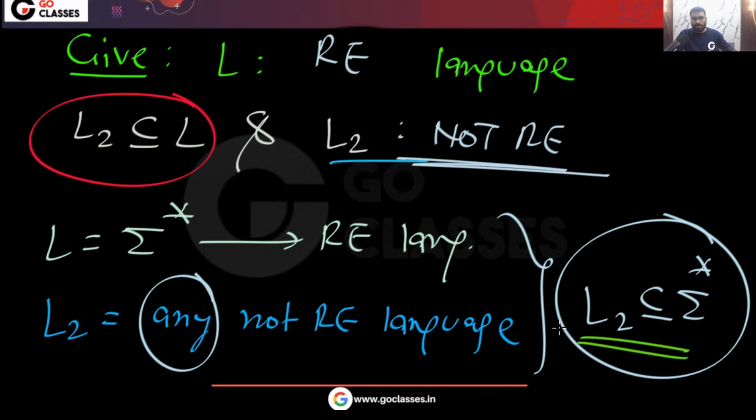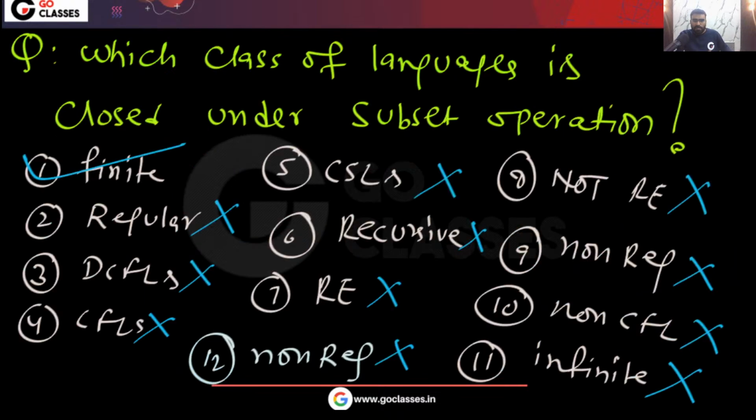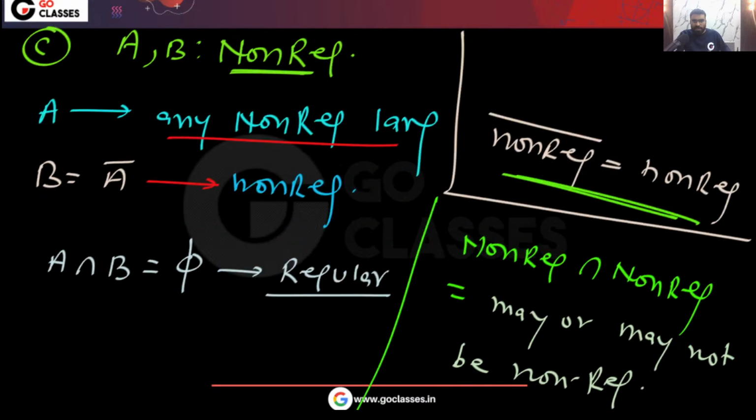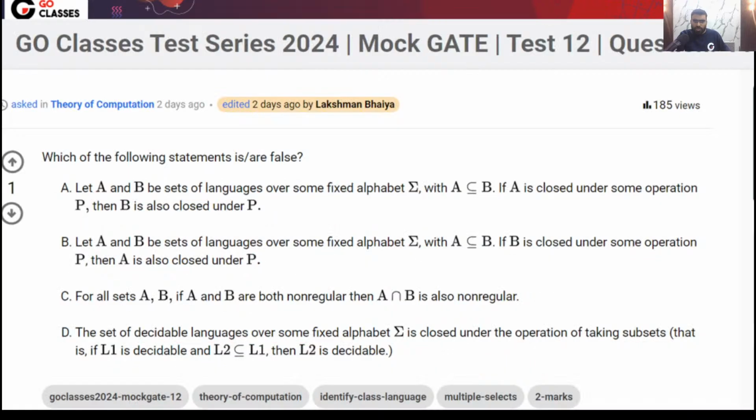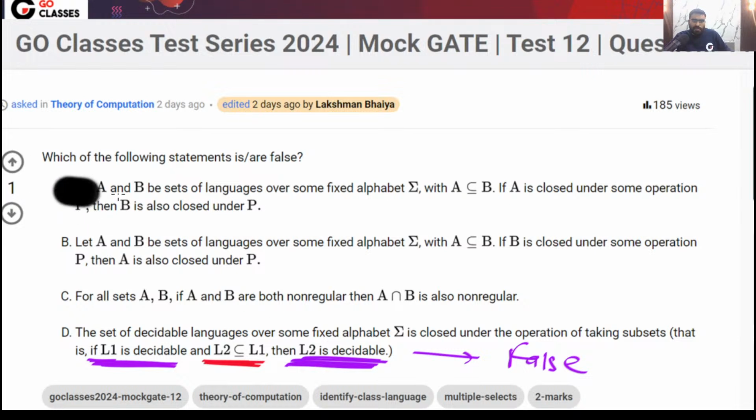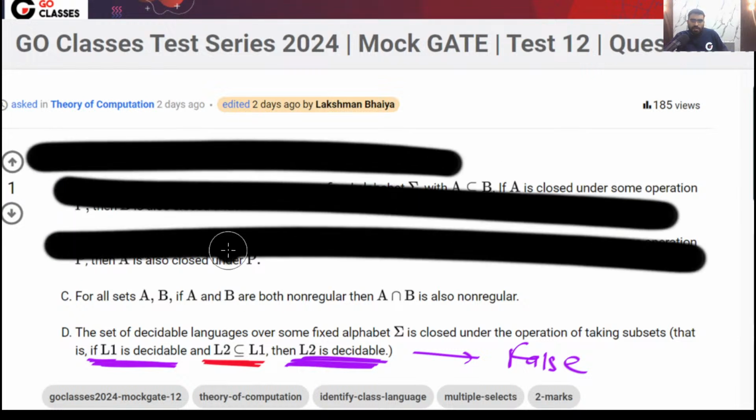Let me know. So, this is your question. Did you understand this question? Please tell me. So, I have provided the complete analysis of this question. I hope you understood. Is this question clear to everyone? Particularly option D. Option D is saying if L1 is decidable and L2 is a subset of L1, can you guarantee L2 will be decidable? This is actually false. Tell me why this is false.